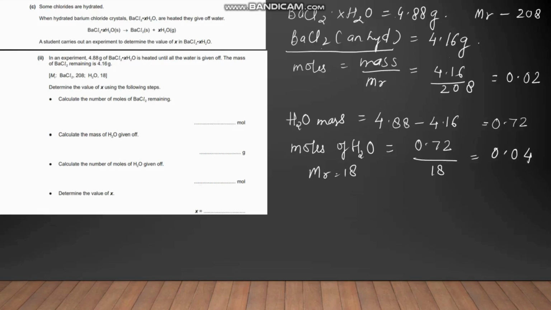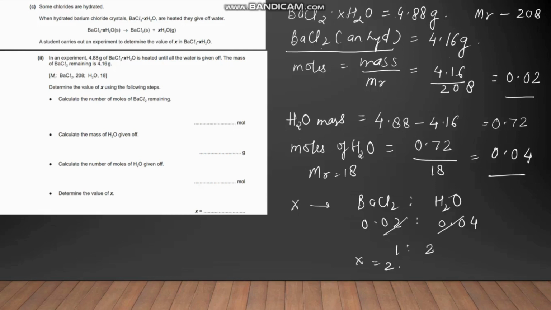Now they ask you to determine the value of X. So that is a ratio between the moles of BaCl2 and water. BaCl2 to water, so 0.02 to 0.04, and that will give you a ratio of 1:2. So the value of X will be 2 in this formula.